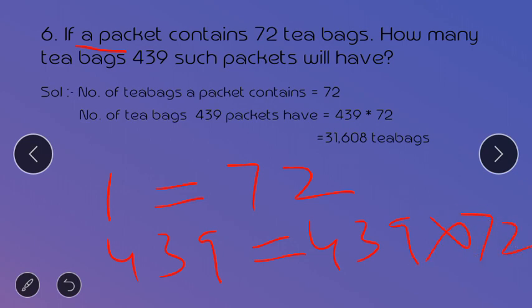What is the step? Number of tea bags a packet contains: one packet, in one packet 72 tea bags are there. Then 439 packets, multiply it and you will get the answer 31,608 tea bags. Okay, don't just copy from here, you have to do the multiplication, otherwise you will not learn.